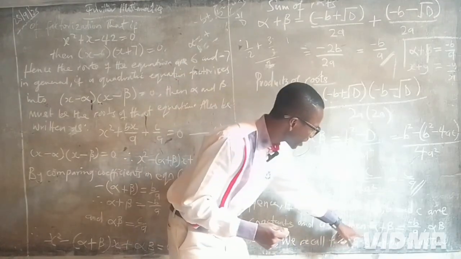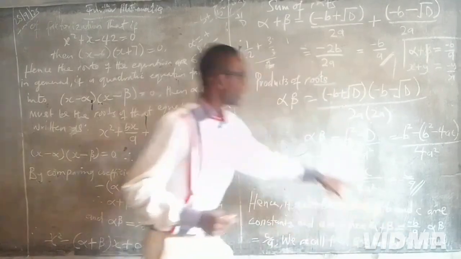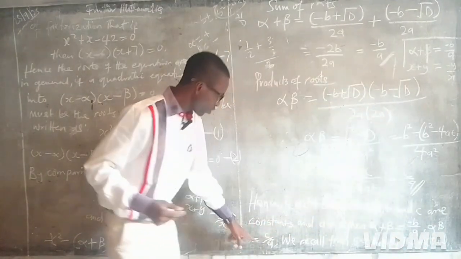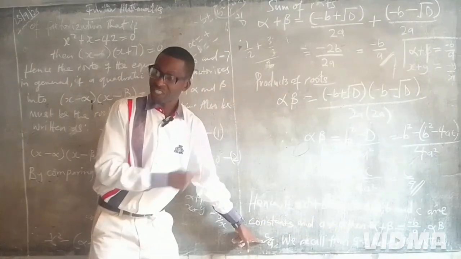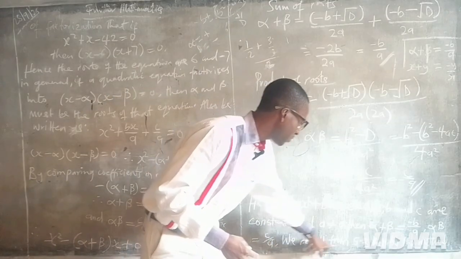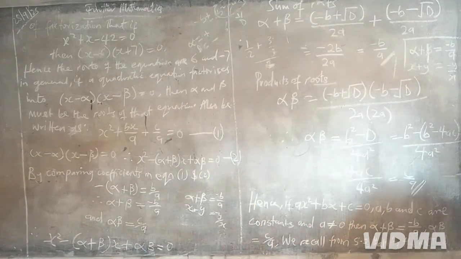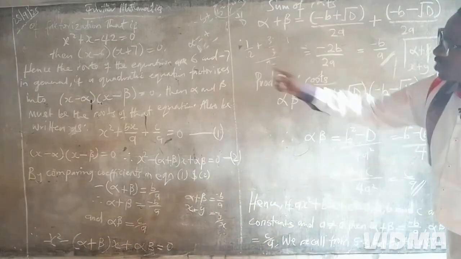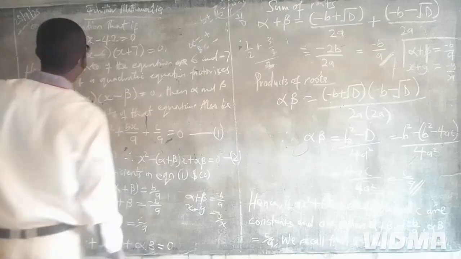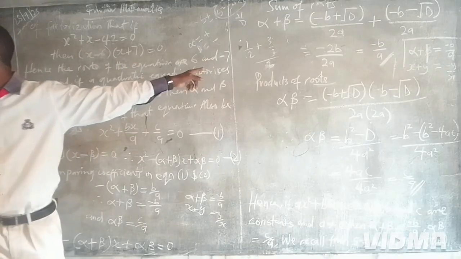So after that, we now say our alpha plus our beta is what? Minus b over a, which we have here. So if you have the product of alpha and beta, it will be equal to what? c over a. So are you with me? Now we recall from 5.3, by the method of factorization, if we are going to factorize what we have, hence the roots of the equation are 6 and minus 7.